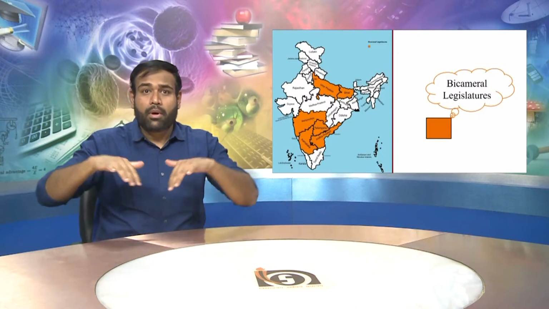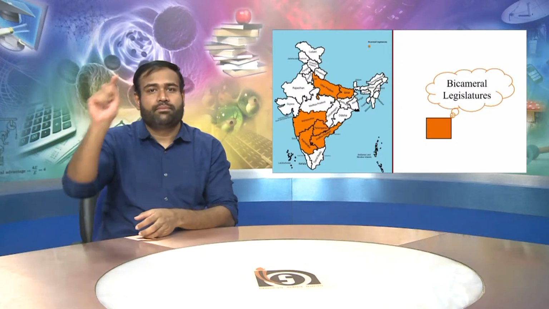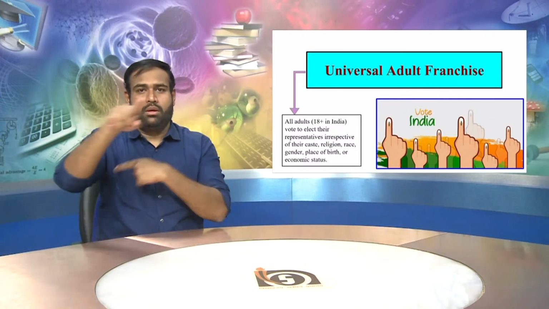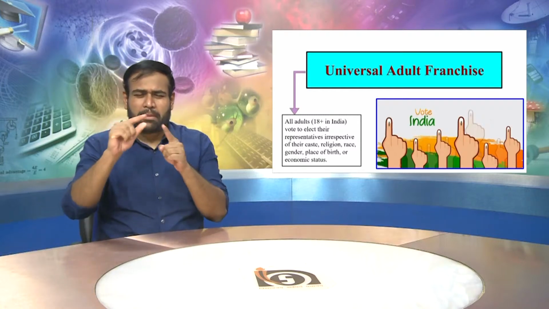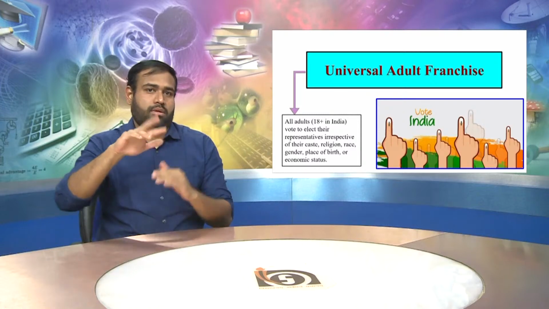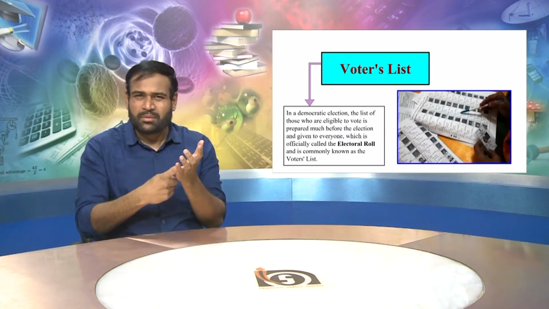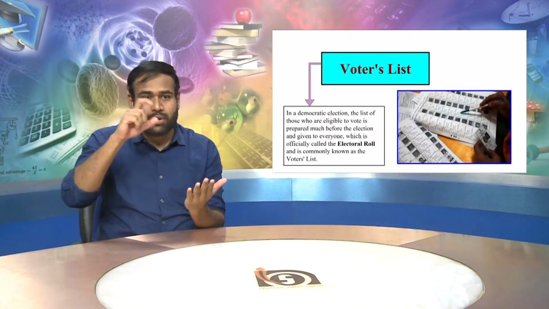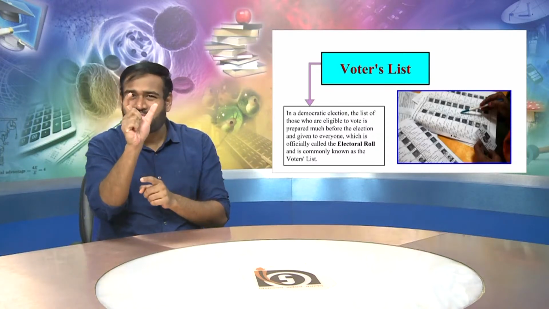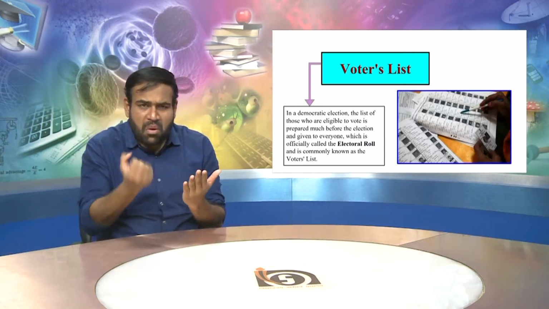In this map you can see bicameral legislatures. They all have two houses. Next is universal adult franchise. It means all adults above 18 in India vote to elect their representatives irrespective of their caste, religion, race, gender, place of birth or economic status. Next, voters list. In a democratic election, the list of those who are eligible to vote is prepared much before the election and given to everyone. It is officially called the electoral roll and is commonly known as the voter list.